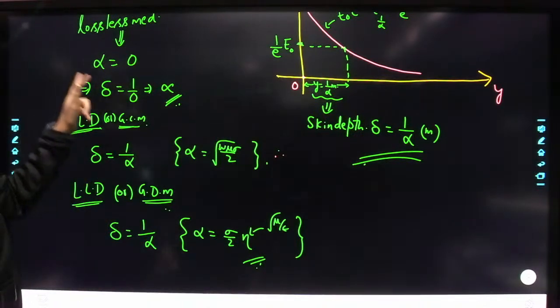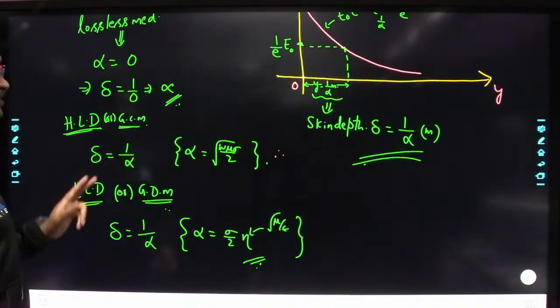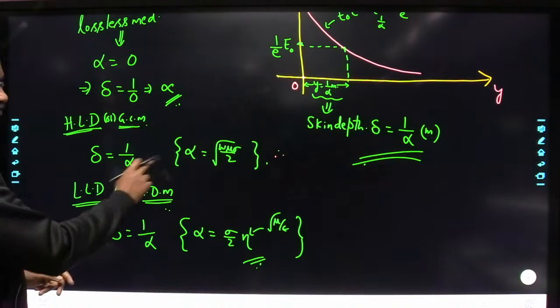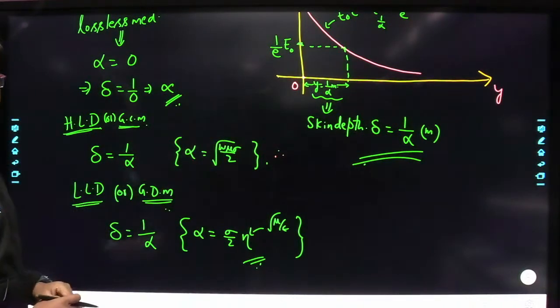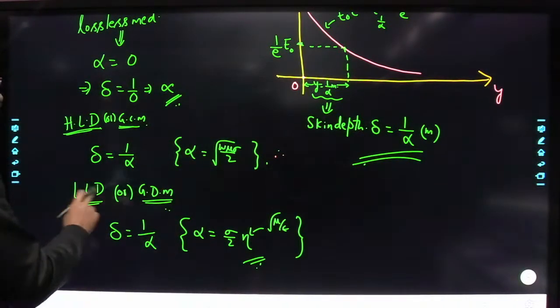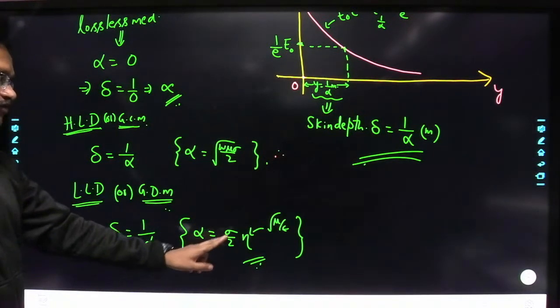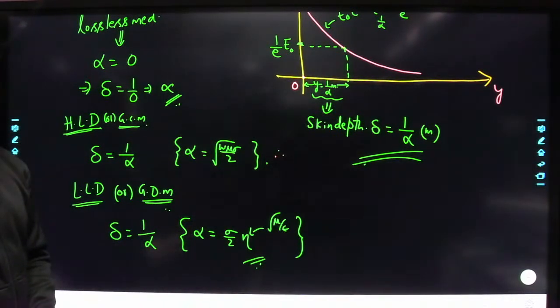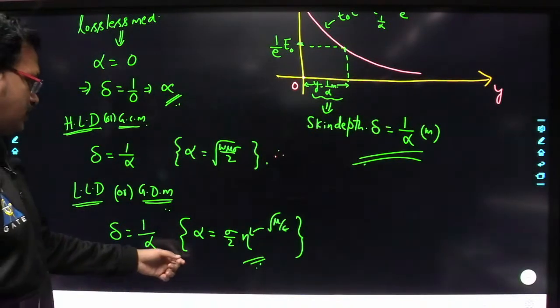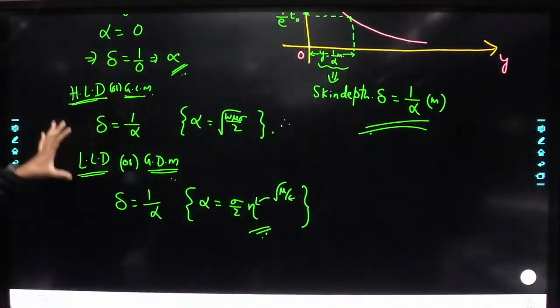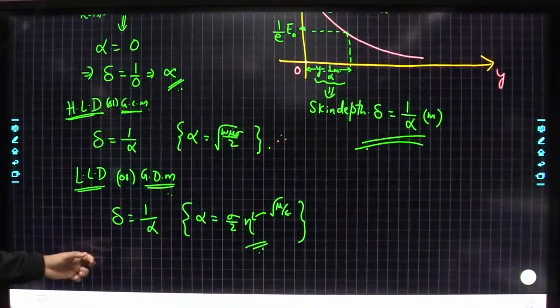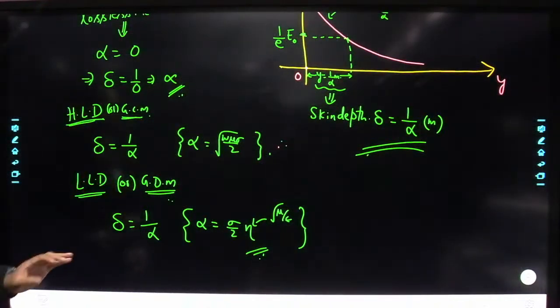For lossless medium it is infinity. For high lossy dielectric medium it is 1 by alpha, where alpha is equal to square root of omega mu sigma by 2, and for low loss dielectric delta is equal to 1 by alpha, where alpha is equal to sigma by 2 into eta. Understood? Okay. So first of all you have to identify the nature of the medium, then accordingly you have to write the expression for delta.